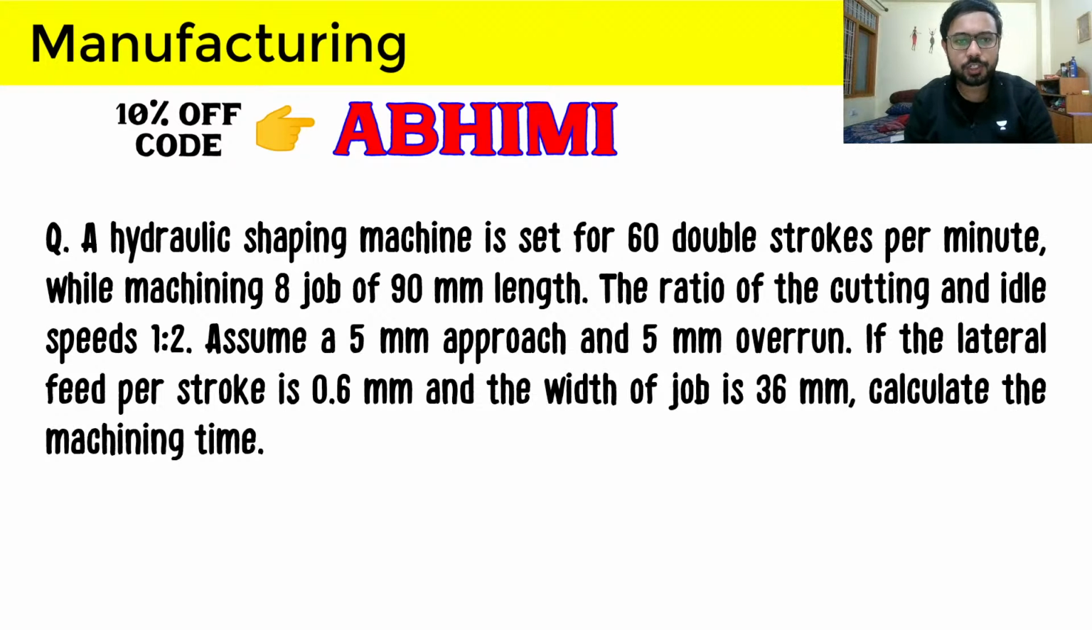A hydraulic shaping machine is set for 60 double strokes per minute while machining 8 jobs of 90 mm length. Ratio of cutting and idle speeds are given, and we have to assume a 5 mm approach and 5 mm overrun. If the lateral feed per stroke is 0.6 millimeters and the width of the job is 36 mm, then we have to find the machining time.